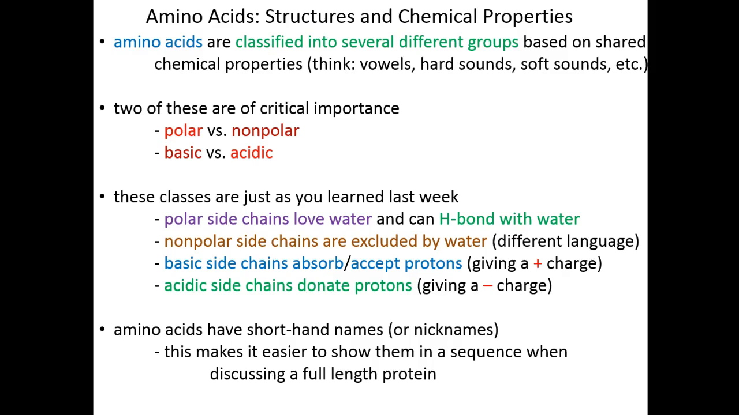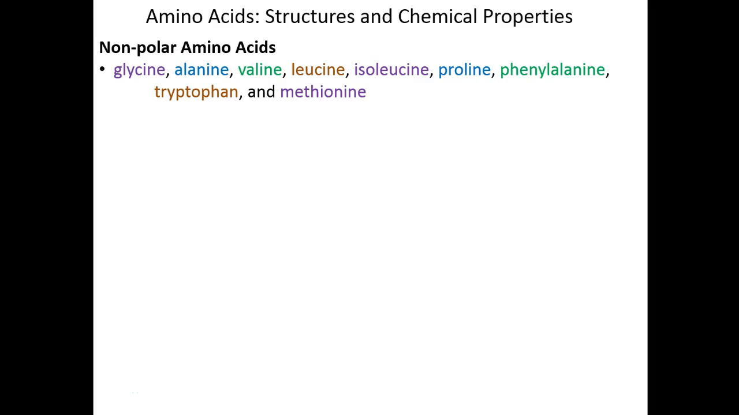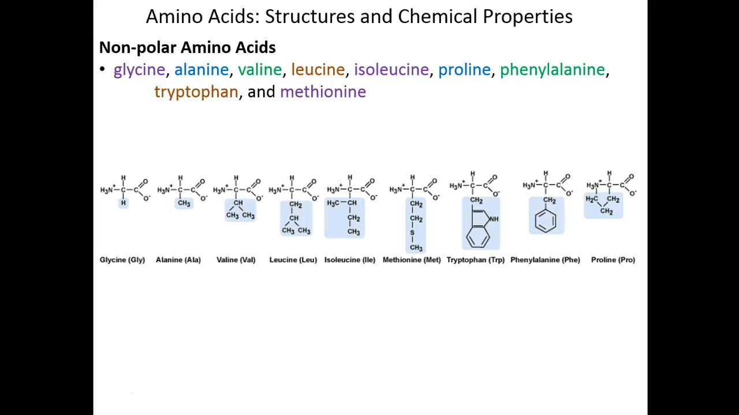So we use these single-letter codes when we're showing the sequence of amino acids. It makes it much easier to show a sequence if each amino acid is represented by a single letter rather than its full name. So the first category of amino acids we'll discuss are the nonpolar amino acids, those that are hydrophobic and can't interact with water. They are glycine, alanine, valine, leucine, isoleucine, proline, phenylalanine, tryptophan, and methionine. Here are your nonpolar amino acids.